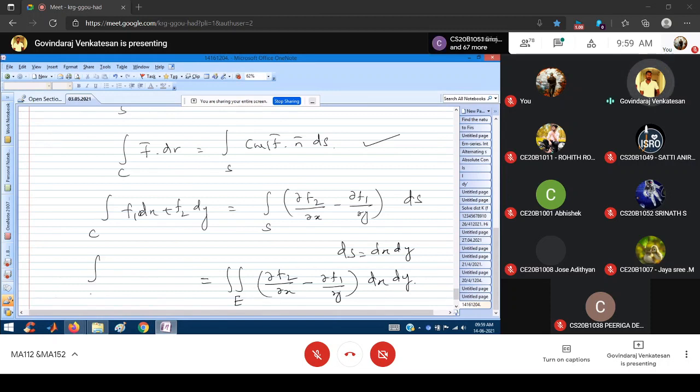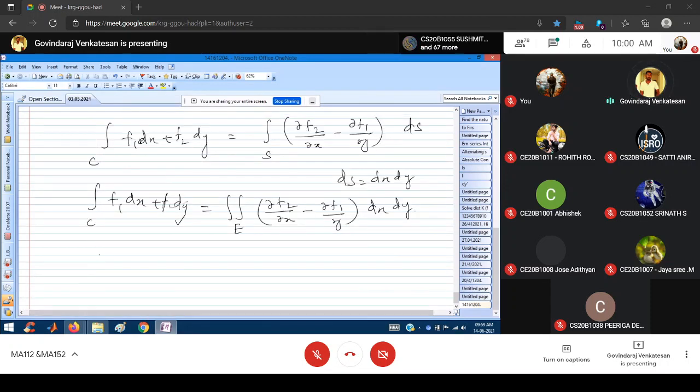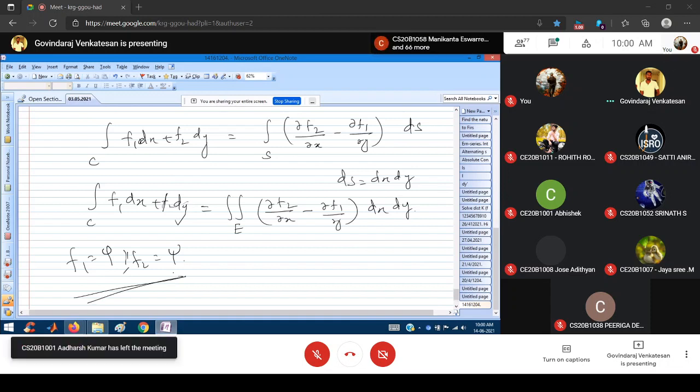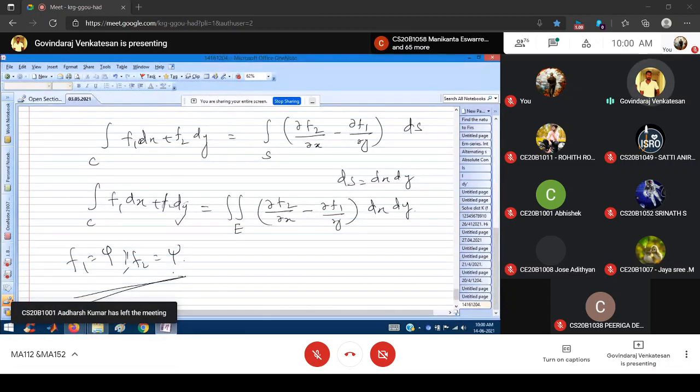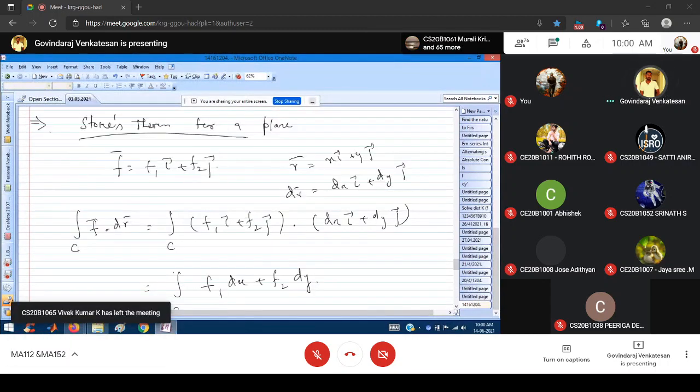What is this? This is your Green's theorem, right? Here you take your f1 equal to y and f2 is your x. So the Green's theorem is a particular case of the Stokes theorem.